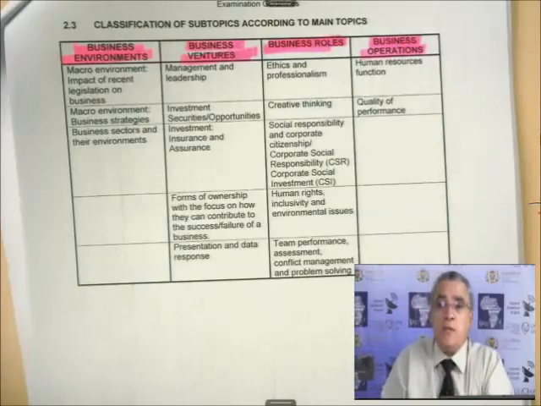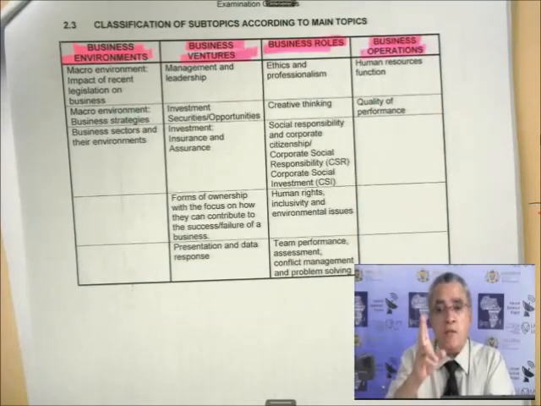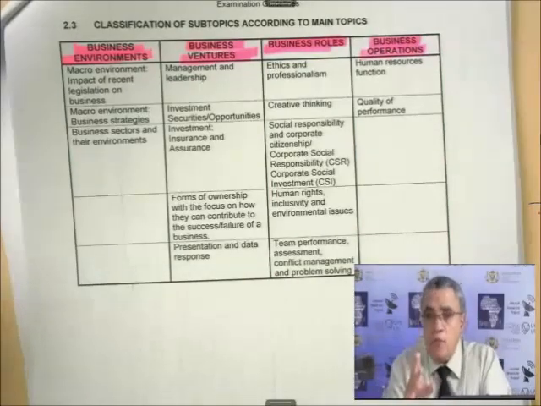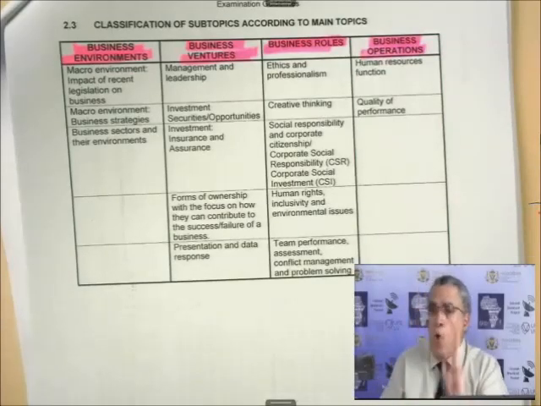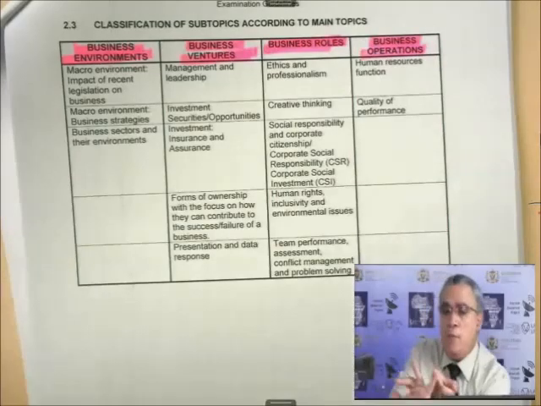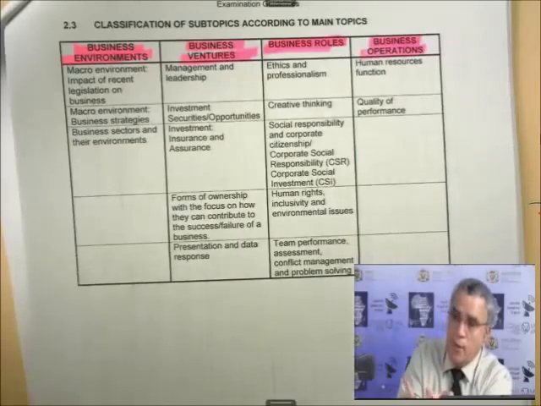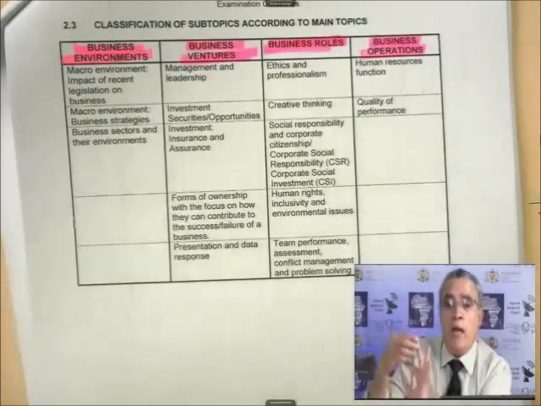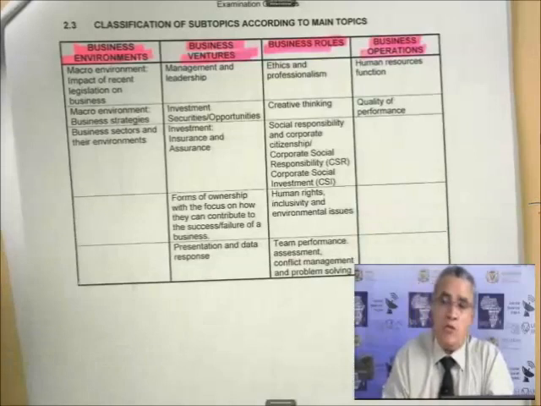Very, very important. And then question 10. Question 10 will be a question from business operations. And there we can say that, for the fact that there are only 2 content topics, the question can either be on quality, with the inception of TQM, or the second one, human resource management.